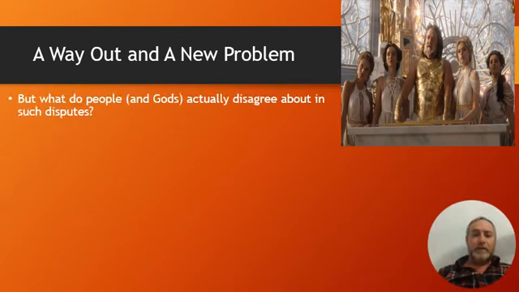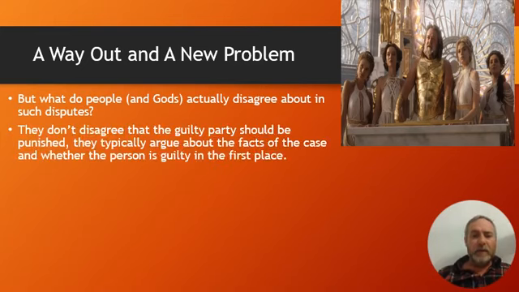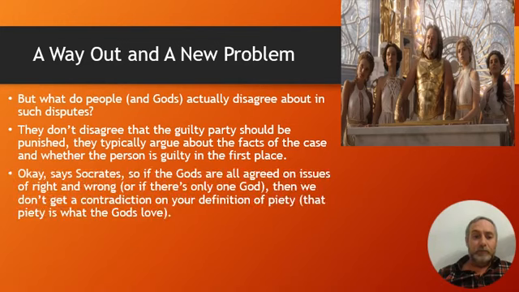Well, let's see. What are the gods, and people for that matter, really disagreeing about when they dispute over moral matters? They're not disagreeing that the guilty party should be punished, right? They typically are arguing the facts of the case and whether the person is guilty in the first place. The point being, people aren't usually arguing about whether murder is wrong. They're usually arguing over whether this person actually did the murder. So Socrates responds, okay, maybe the gods are agreed on issues of right and wrong, and they are only arguing about the facts of the case.